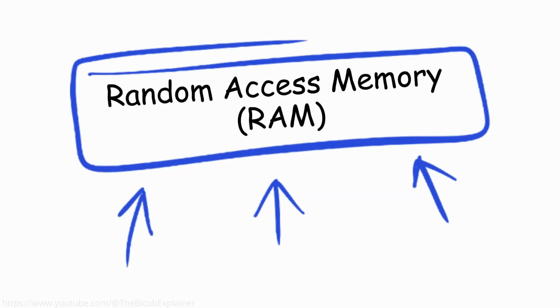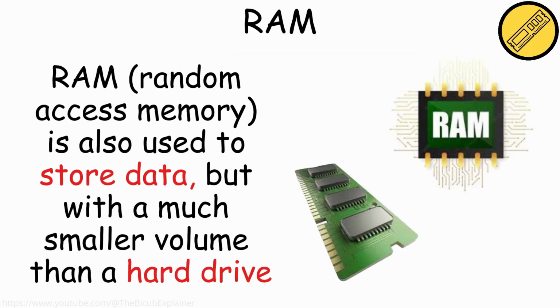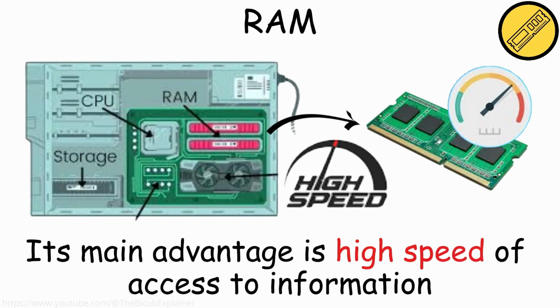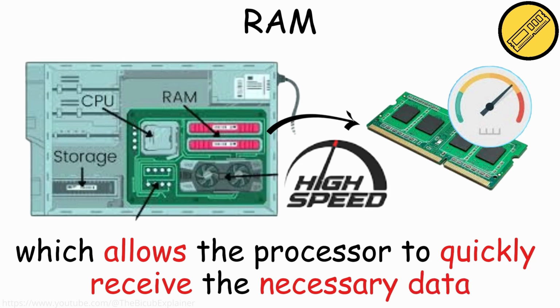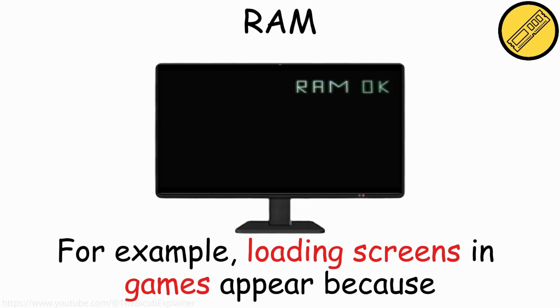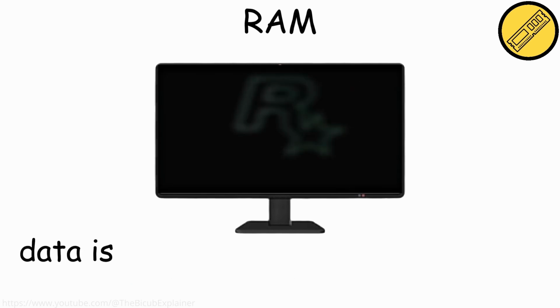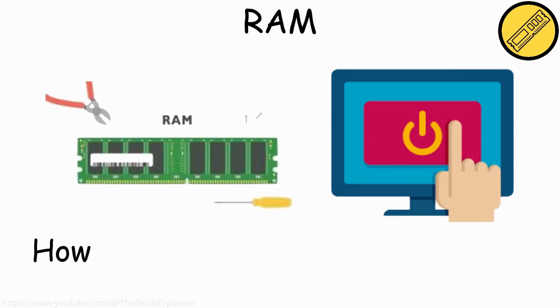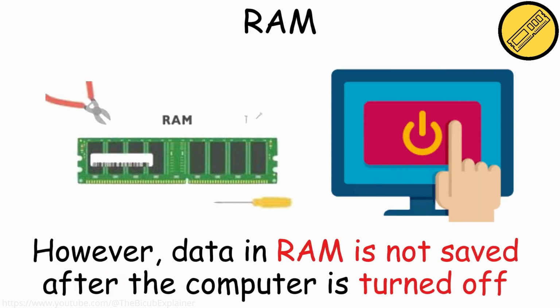Random Access Memory, RAM. RAM is also used to store data, but with a much smaller volume than a hard drive. Its main advantage is high speed of access to information, which allows the processor to quickly receive the necessary data. For example, loading screens in games appear because data is moved from the hard drive to RAM to speed up the processing. However, data in RAM is not saved after the computer is turned off.